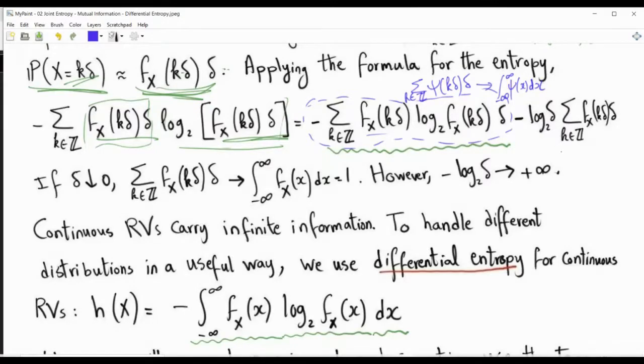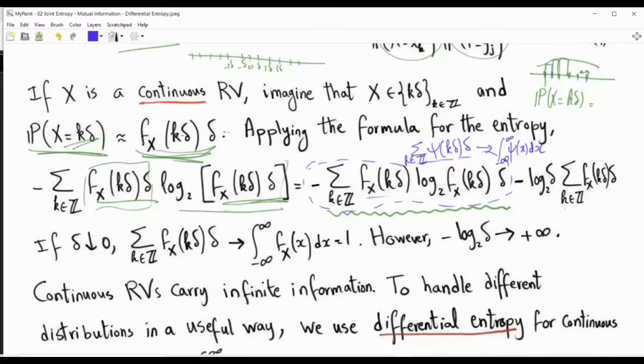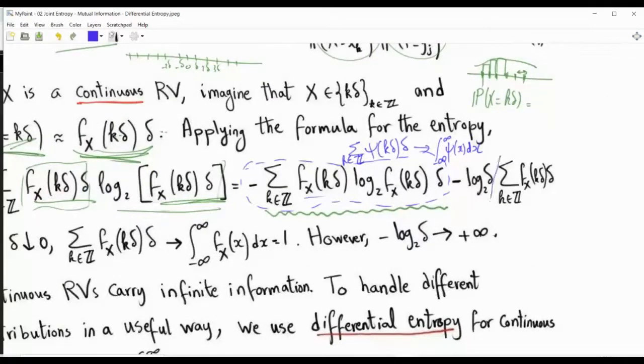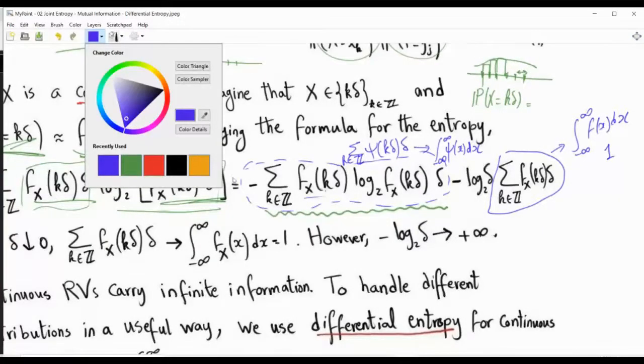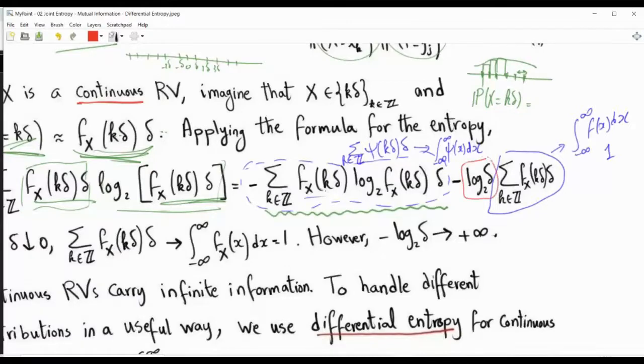But there is another term. Okay, let's look at the other term, and let's see what happens if we take the limit as delta goes to 0. Now this guy is sort of nice. It's the same story here, and so this will converge to the integral from minus infinity to infinity of f of x dx. Well, that's 1. But then we have this guy here, log delta itself, and if you take the limit as delta goes to 0, the log of delta is minus infinity. Okay, and so with the minus sign here, you get an infinity.